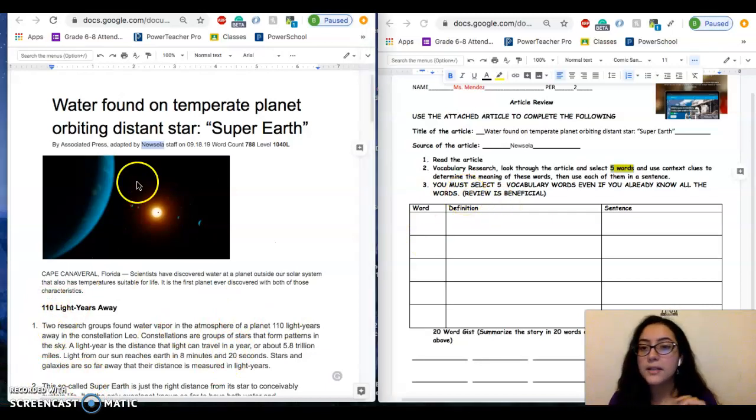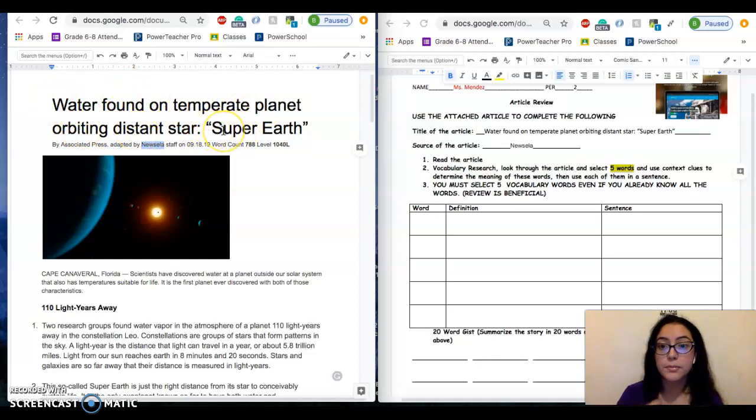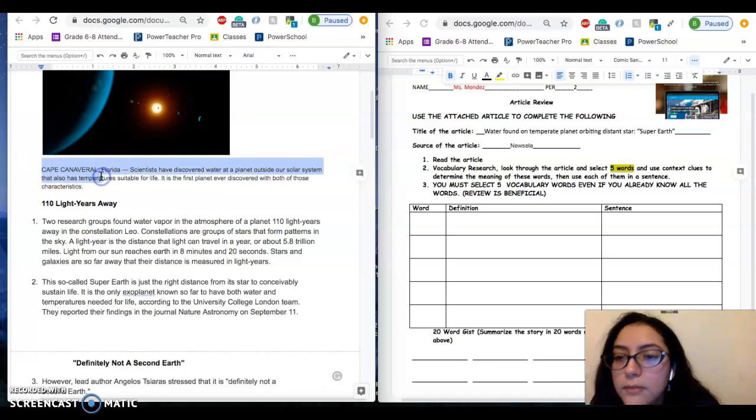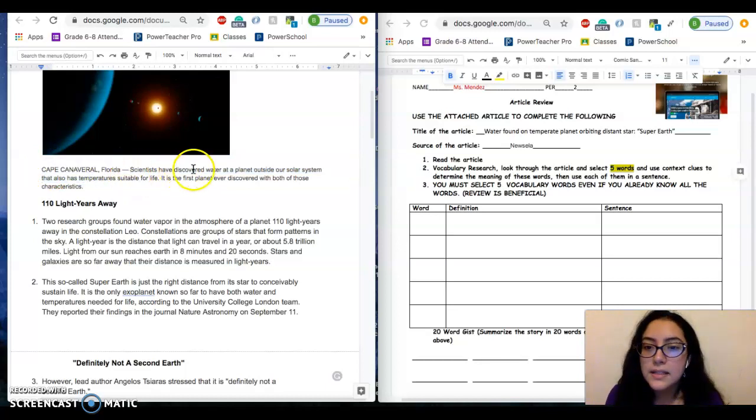Okay. So let's go to our article. Once again, the article is Water Found on Temperate Planet Orbiting Distant Star Super-Earth. All right. So Cape Canaveral, Florida. Scientists have discovered water at a planet outside our solar system that also has temperatures suitable for life. Ooh. It is the first planet ever discovered with both of those characteristics.